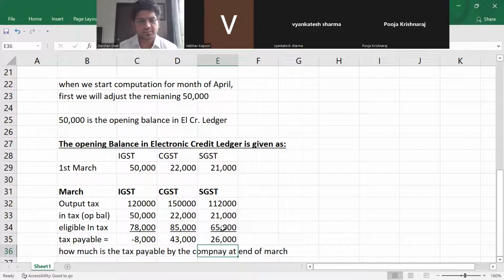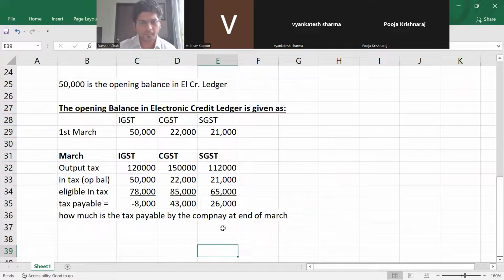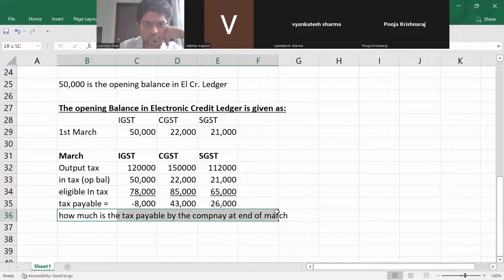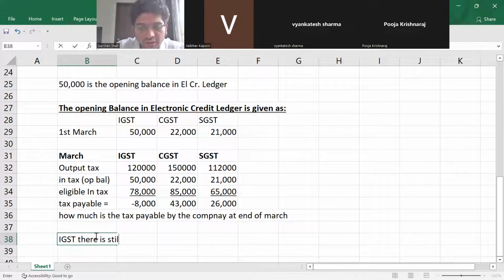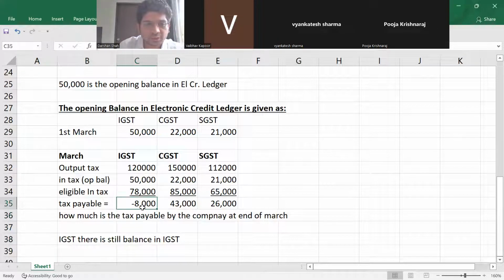See if this is clear, guys. Yes or no? Simple, na? So input tax, I'll not just deduct the input tax, but I'll also deduct opening balance. Now guys, see, in IGST there is still balance left, because IGST is appearing as negative. Still there is a balance left in IGST.